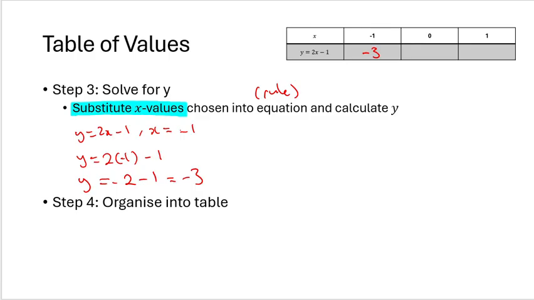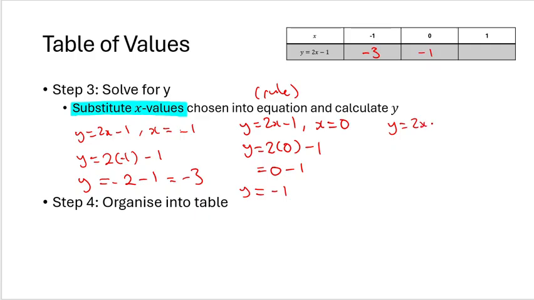You can pretty much do step 3 and 4 together at the same time, but you'll get the gist of it. So now let's just substitute our next x value, which is x equals 0. So y equals 2 bracket 0 minus 1. This now becomes 2 times 0, 0, and then 0 minus 1 equals -1. So you put -1 in there.